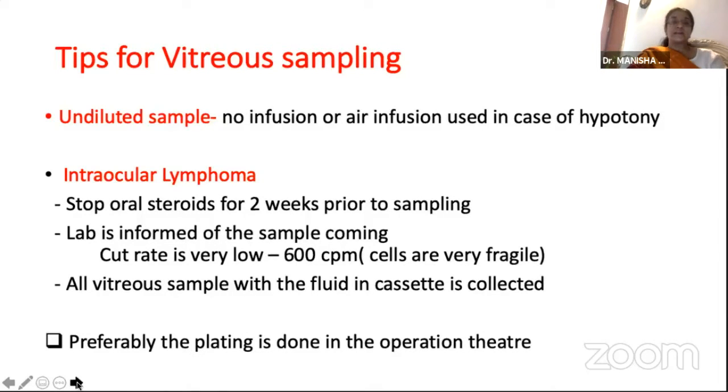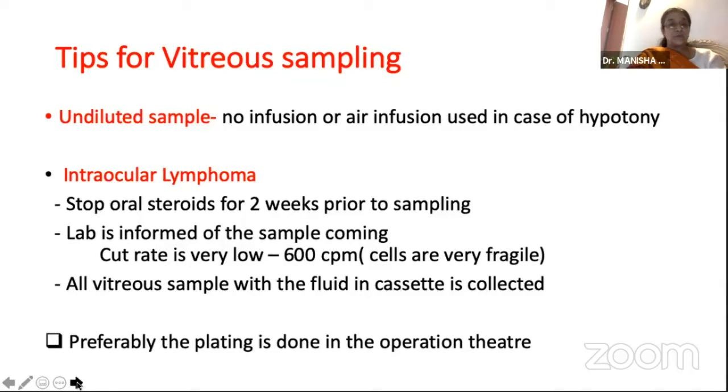Certain tips for vitreous sampling: you have to collect an undiluted sample as far as possible. So you should not put on the infusion at the start of collection of the sample. And if your eye starts becoming hypotonous, then you can use an air infusion, which is going to avoid the dilution of the sample.